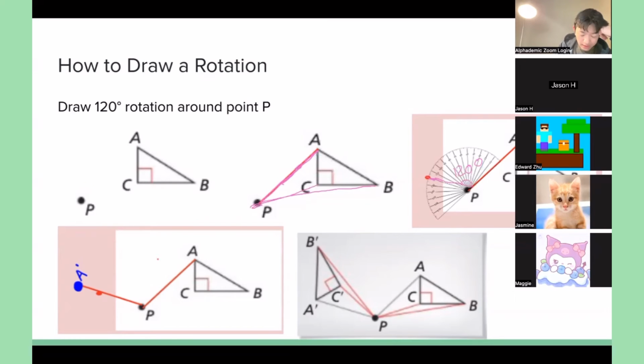Of course, you want to make sure that the new distance is also constant, right? You don't want, after you rotate it, point A to suddenly be a lot farther or a lot closer. You want to make sure the distance from P to A and all of the other points still remain constant. So after that, you would write down the new point A, and then the C or B, and then you would rotate all the other ones afterwards. Does anyone have any questions on how to draw a rotation?